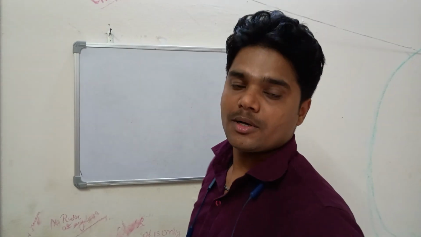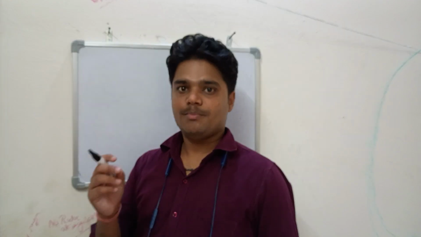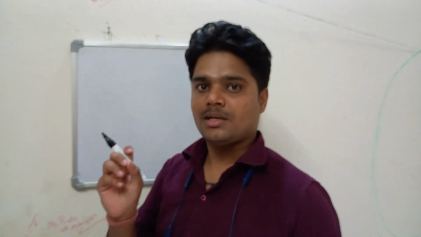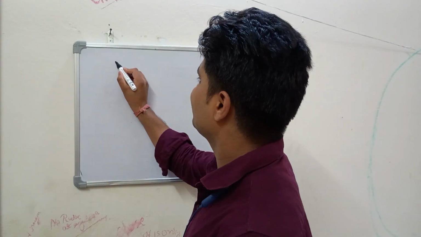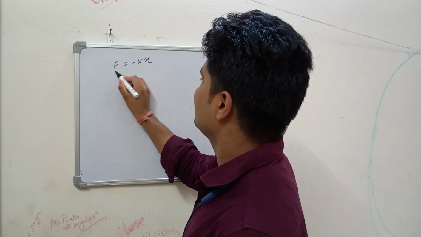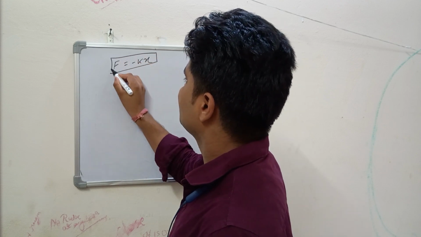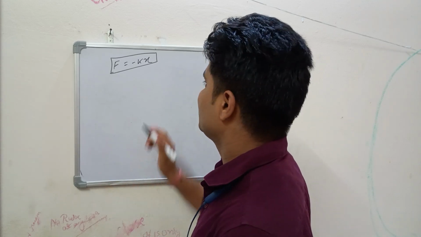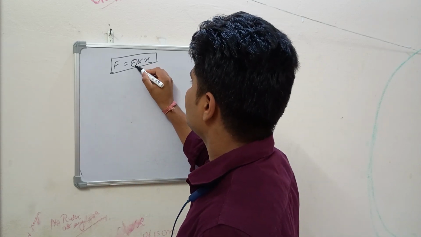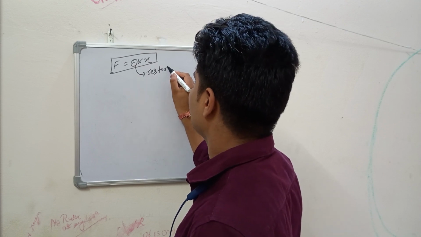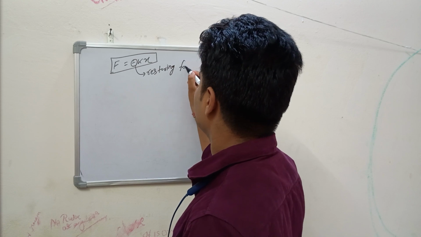Now I want to explain a simple problem in which SHM is required. A little basic concept is required. If a force F equals minus Kx, then the particle will oscillate and SHM will happen. The minus sign mainly represents that a restoring force is acting.